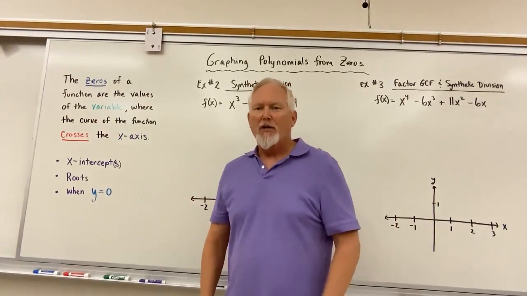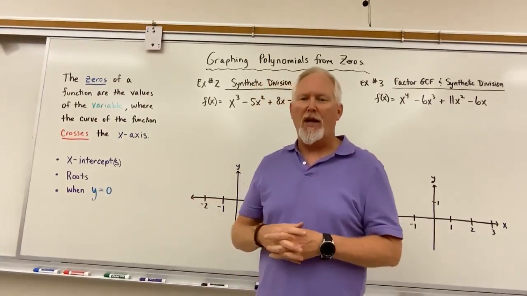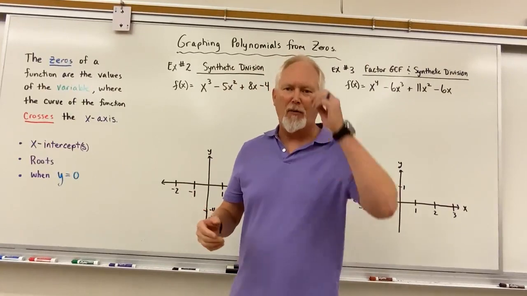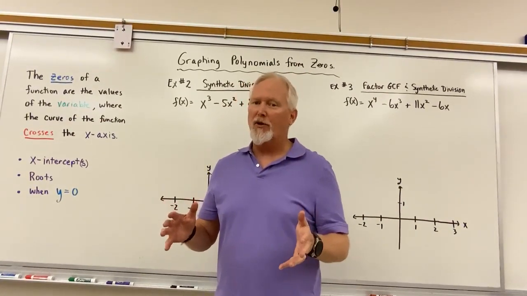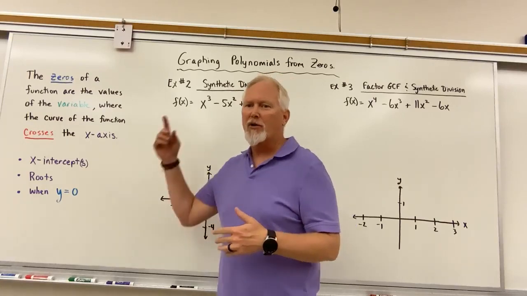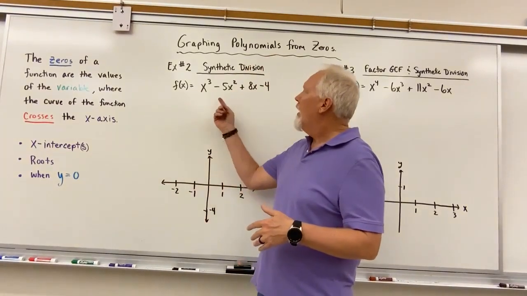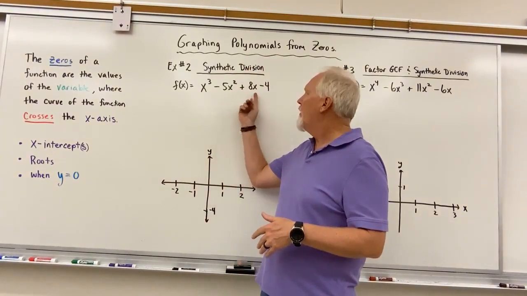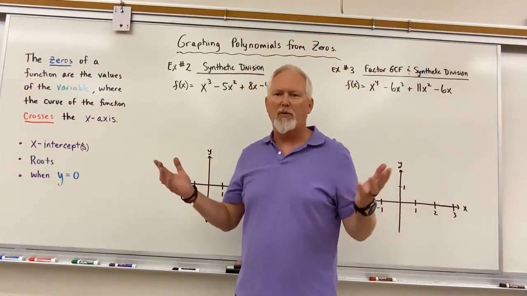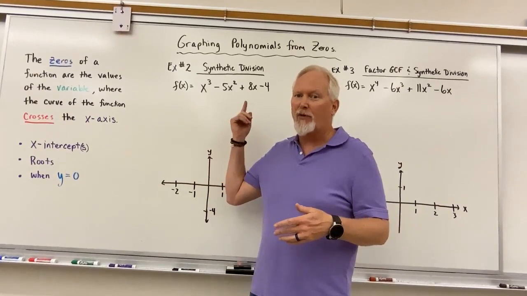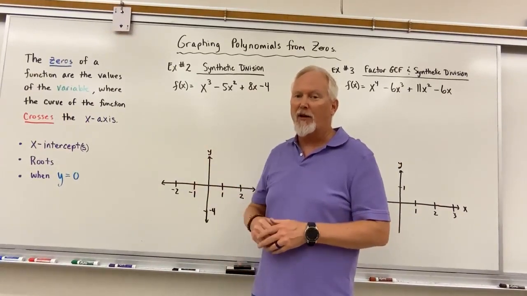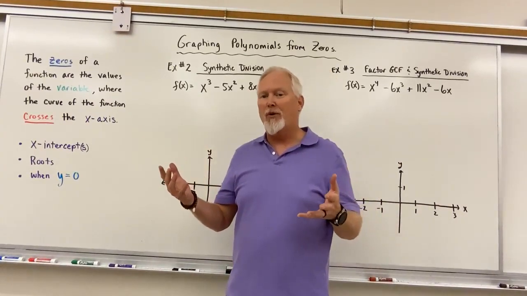All right, so what are zeros and what do they have to do with graphing a polynomial? Well, they make it a lot easier to graph. So if you've got functions like x cubed minus 5x squared plus 8x minus 4, some of us might go, well, I could find the y-intercept. If I just put in zero for all the x, I know it's going to go to -4, but the rest of it, I'm not really sure.